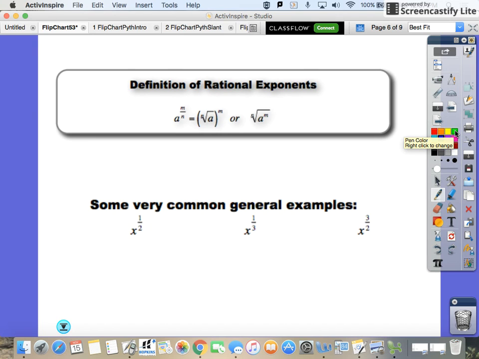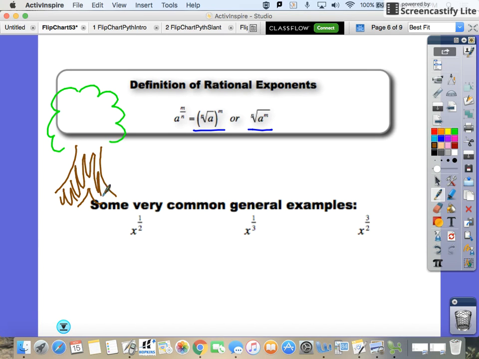Rational exponents are a equals m over n, and this is how it's split up. If you think of it like a tree, it makes a little bit more sense. In a tree, the roots are on the bottom. And in the fraction, n is the root. They're going to be on the bottom of the fraction.